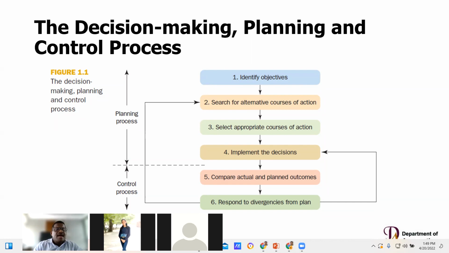Actual versus target, you compare plans. You identify the variances, especially the negative variances. Then you investigate those negative variances and find out some response to divergences from plan. So you just take immediate action to eliminate the negative variances. Again, you go to planning.